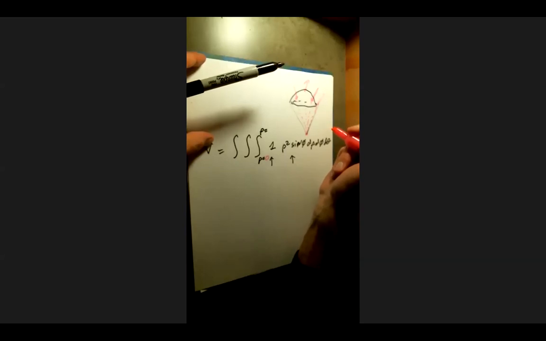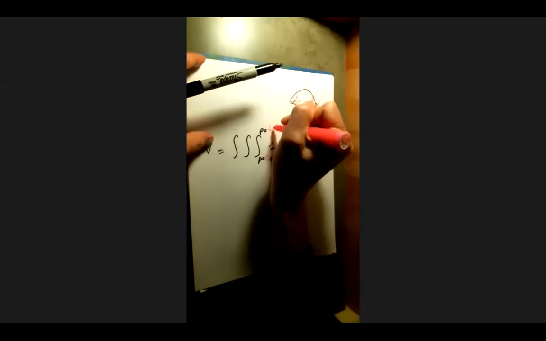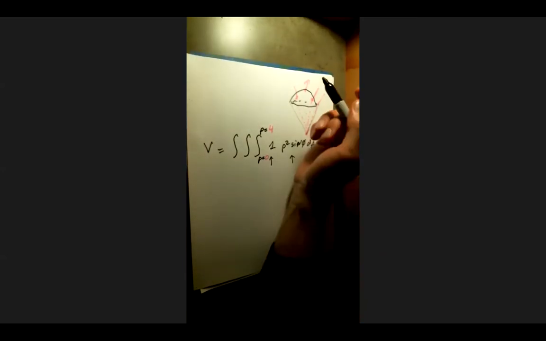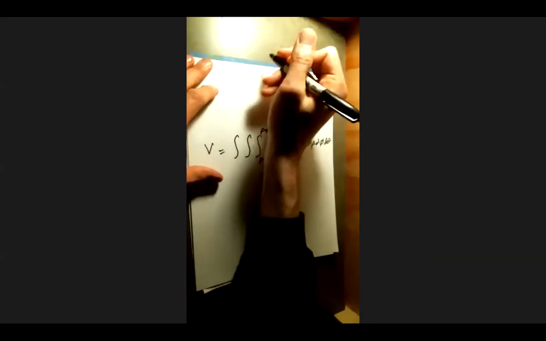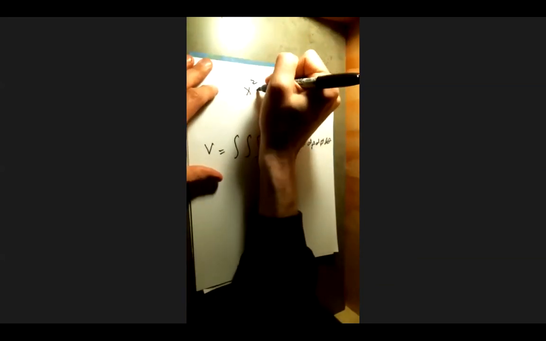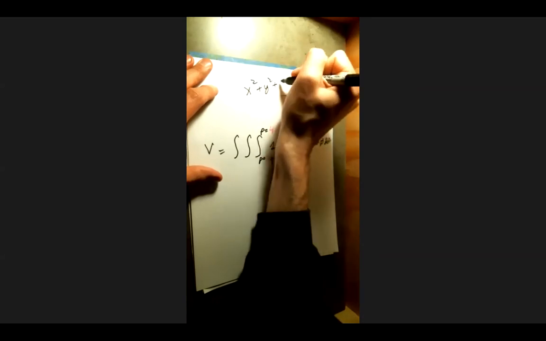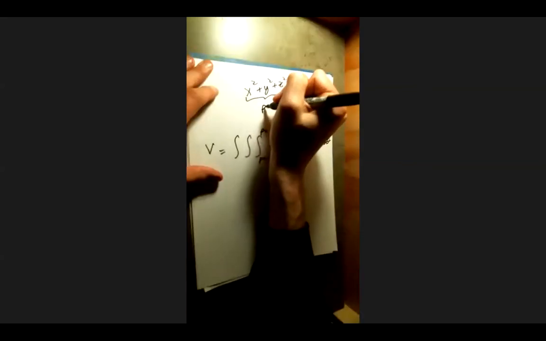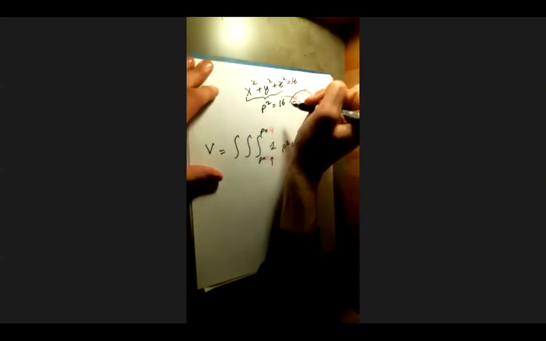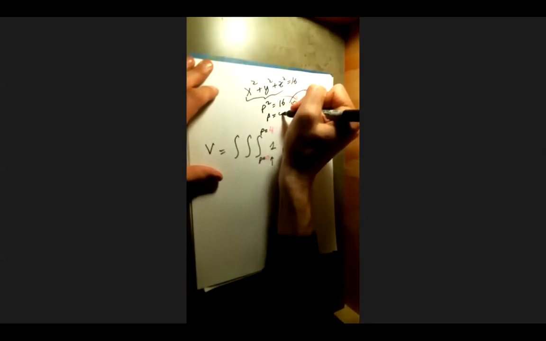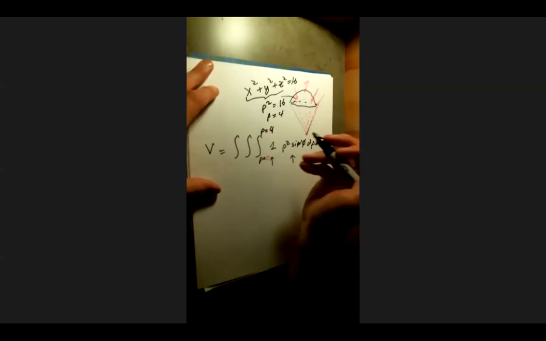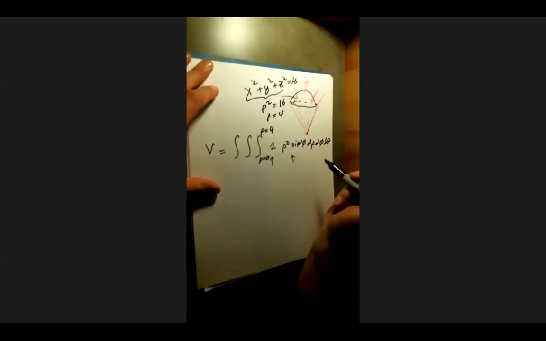Do you remember what the formula was, x squared plus y squared plus z squared equals rho squared? I think this is going to be 4. Let me explain that for a second. This was x squared plus y squared plus z squared equals 16. All that is rho squared equals 16, or rho equals 4. Okay, so our rhos are going from 0 to 4.